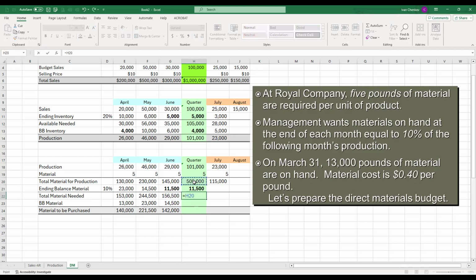So in total, we need 516,500 pounds. But in the beginning of the quarter, we had how many? 13,000 pounds. Because on March 31st, we had 13,000, which became the beginning balance in April. So for the second quarter, we need to purchase how many pounds?